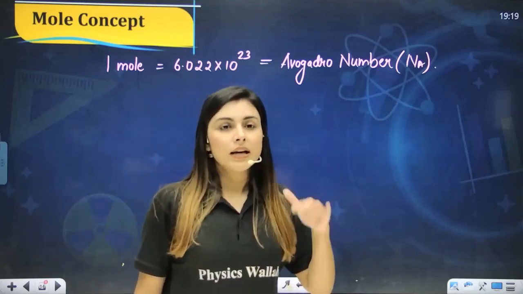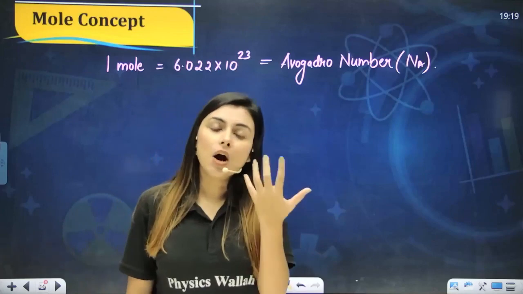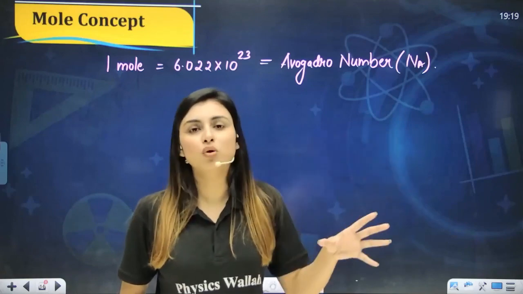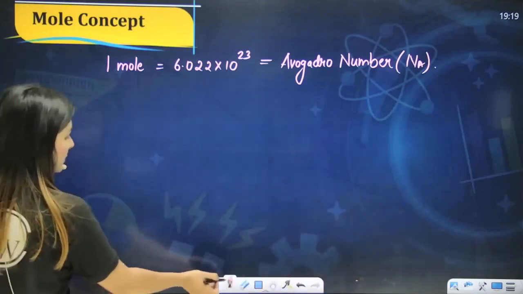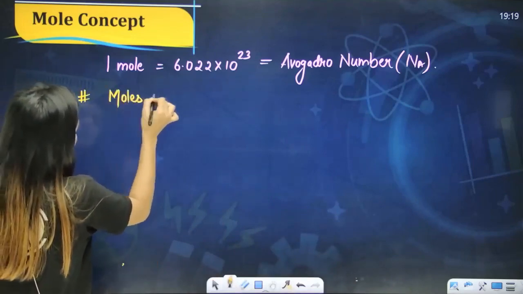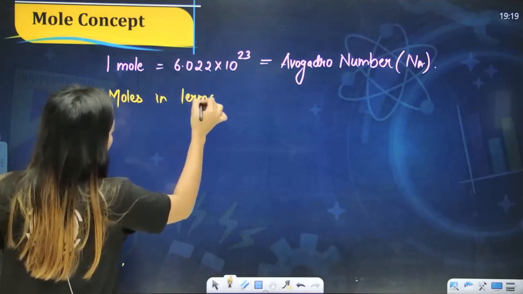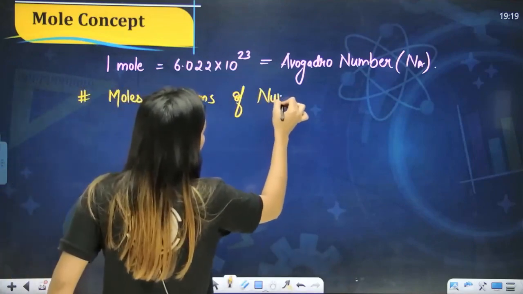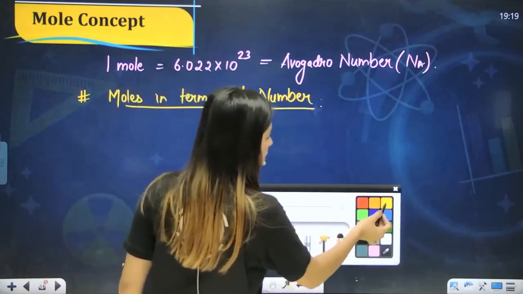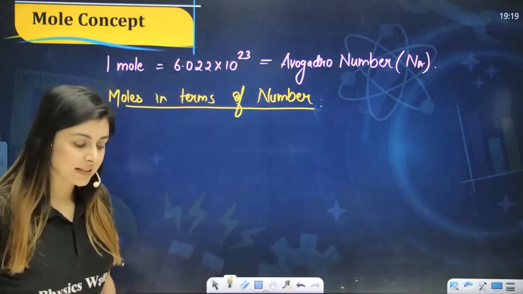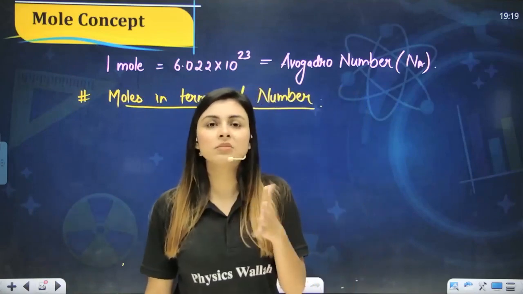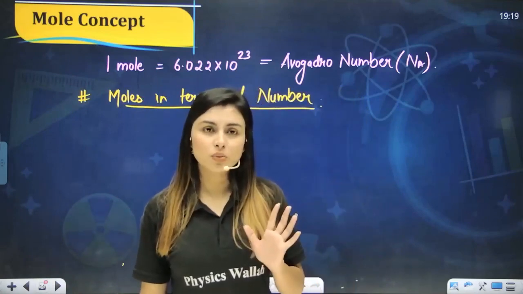Okay. Now, if you've got this, we'll be studying how we can calculate moles, different forms of moles. So the first form is moles in terms of number. First, we are going to discuss moles in terms of number. Okay, so what does this mean? This means that, my dear students, I'll give you a very genuine example. You know that one dozen means 12.